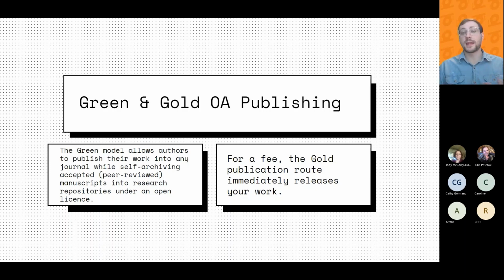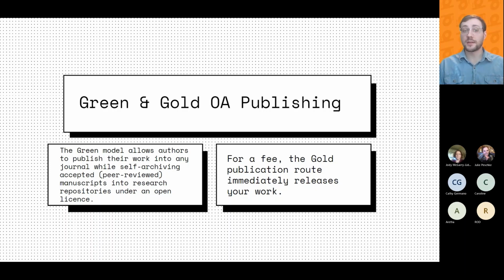I won't say most, but many publishers offer both access routes. When we talk about the green model, it's a model that allows authors to publish their work in any journal while self-archiving accepted or peer-reviewed manuscripts into research repositories under an open license. So there are a few restrictions to this model.